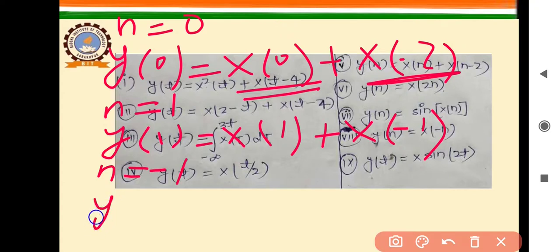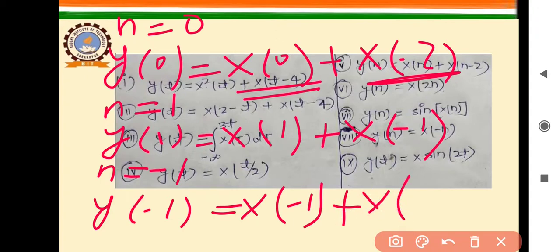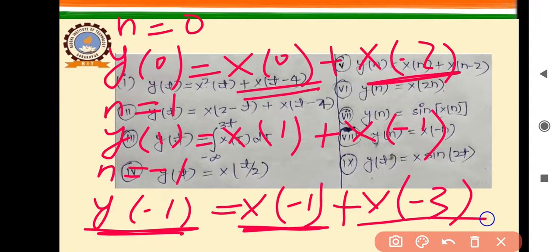Then y of minus 1 will become equal to x of minus 1 plus x of minus 3. So for y of minus 1, x of minus 1 is the present input and x of minus 3 is the past input. It means that in this case also the output of the system is dependent only on the present and past values of the input. Nowhere is it dependent on the future value of the input. That's why we can say that the given system is a causal system.